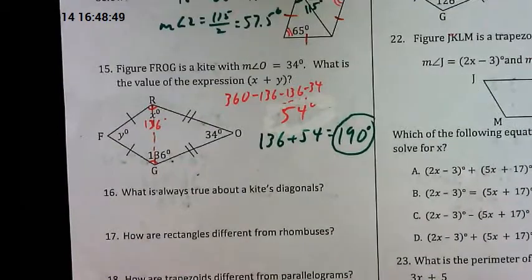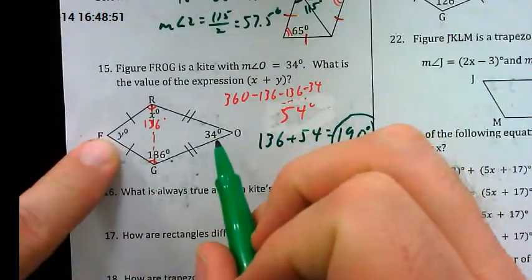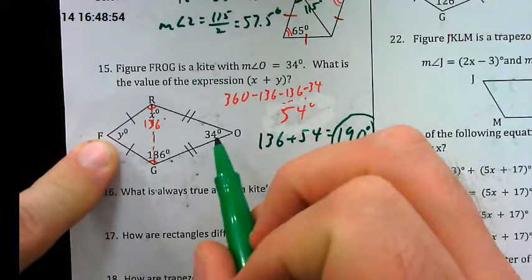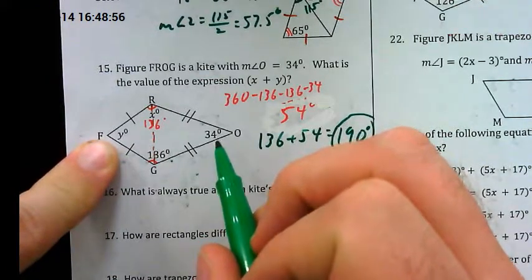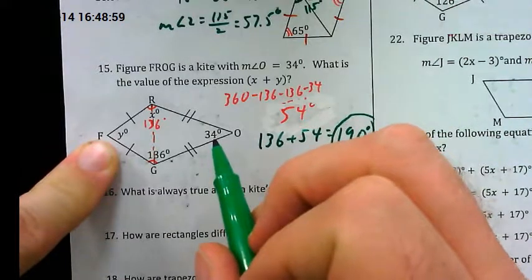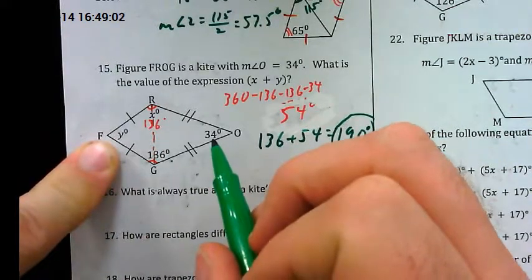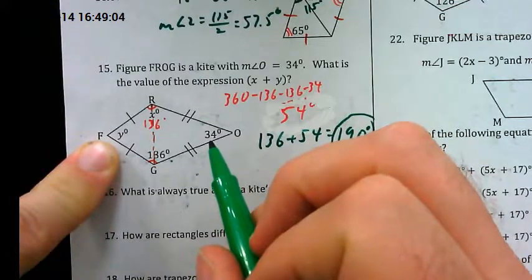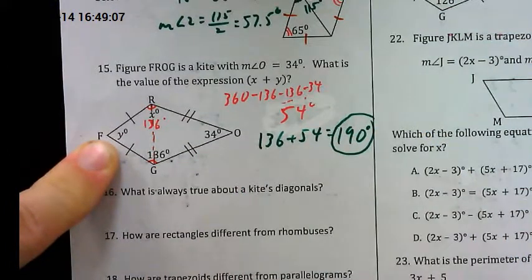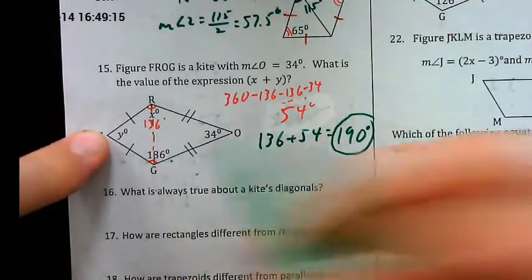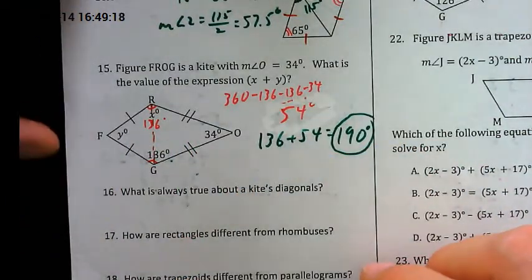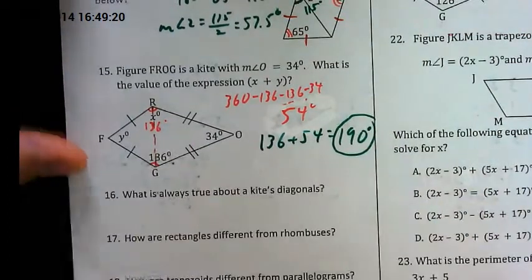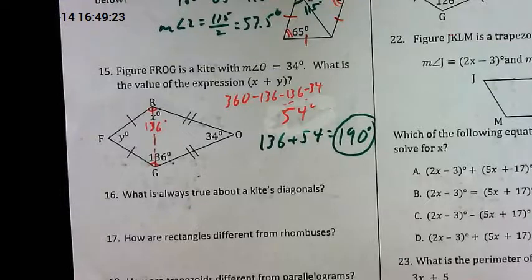Now, to answer the other question that was brought up, these two are not congruent, right? The two vertex angles of a kite will never be congruent, because if they were congruent, we wouldn't have a kite. We would have a parallelogram. Because if we have a quadrilateral with opposite angles congruent, it's a parallelogram. So that would change the shape. But R is 136. X is 136, right? X is 136. So the non-vertex angles of a kite are congruent. The vertex angles are not congruent.